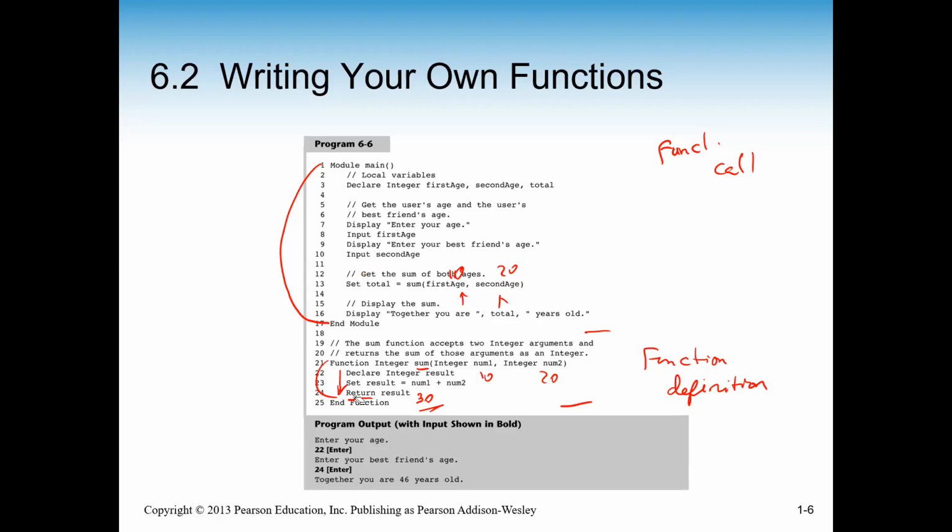No, all I'm doing is going through the flow of this program. You can see it down here, right? So declare first age, second age, and total. We have 3 variables, right? Then we do enter your age, first age. So there you go, 22. Then display enter your friend's age, second age. Okay, 24.